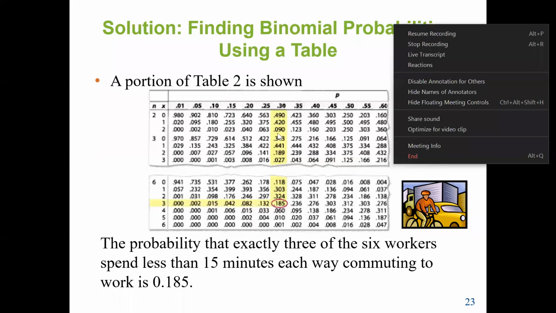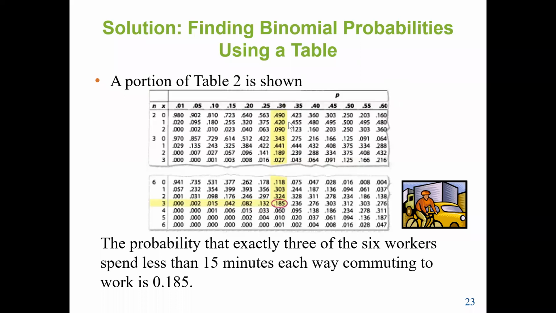So we can use Table 2 in our textbook to solve this problem. So we can see the probability value we have. Remember, we have 3. So we go to 3, and then again, we're going to do this in the class.